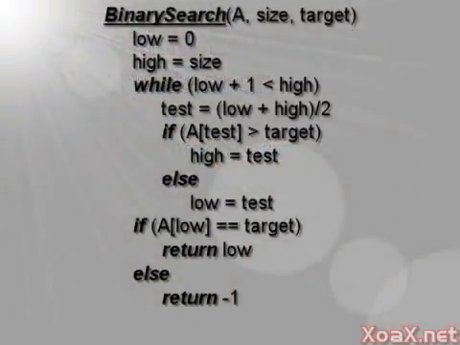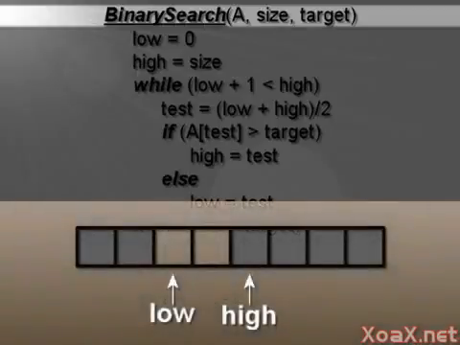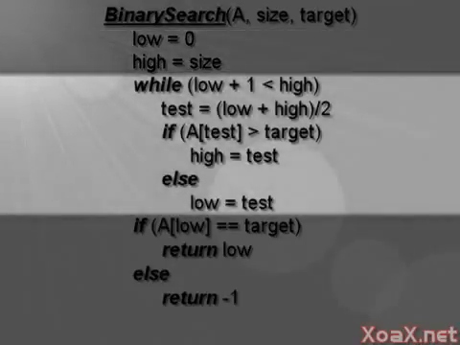Here's the pseudocode for the binary search function. Like the linear search, the function takes an array, its size, and the target as parameters. For the algorithm, we keep a low and high index which bound the set of viable entries, with low being the least viable index and high being the index of the first entry that is not viable. Initially, we set low and high to 0 and the size of the array respectively. Then we run a while loop until the viable set has only one element.